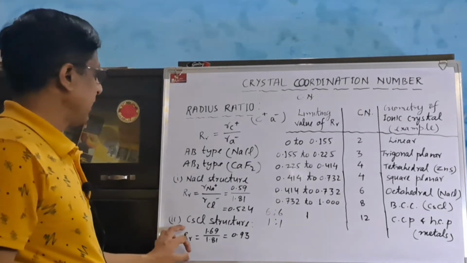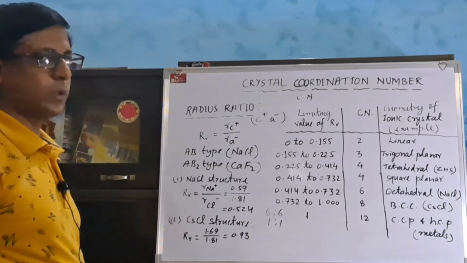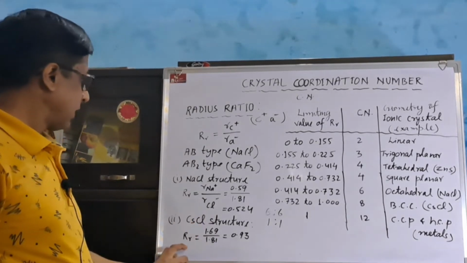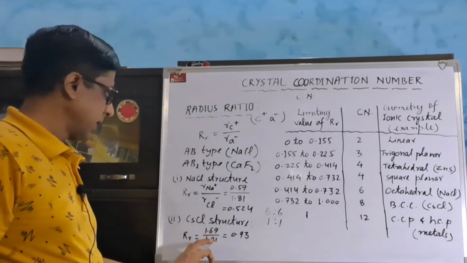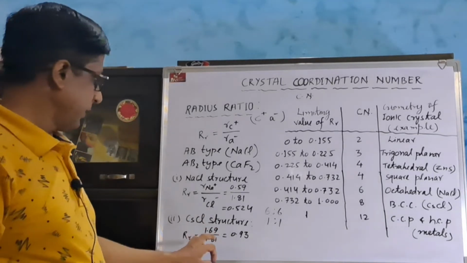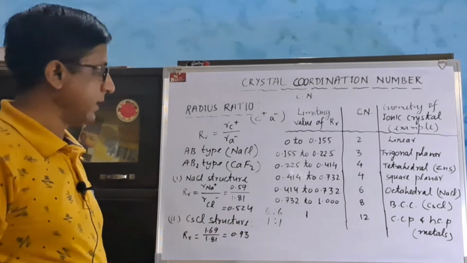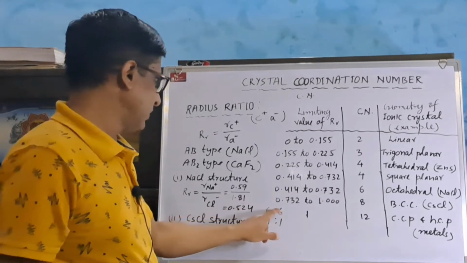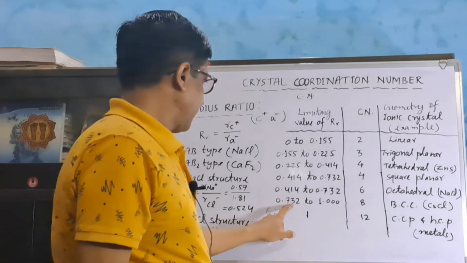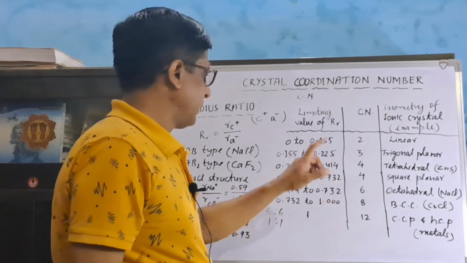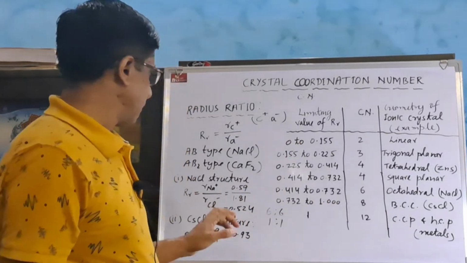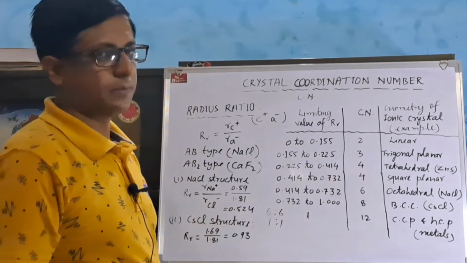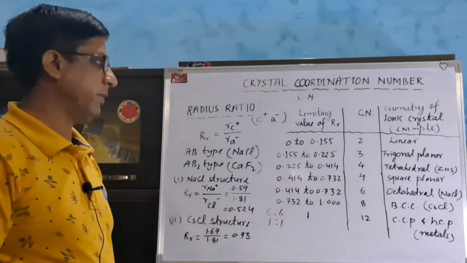Similarly, we can take another example, the cesium chloride structure. In the case of cesium chloride, the radius ratio is 1.69 upon 1.81, which comes out to be 0.93, and it lies between the range 0.73 to 1.00. Therefore, the coordination number will be 8.